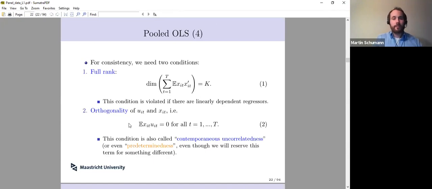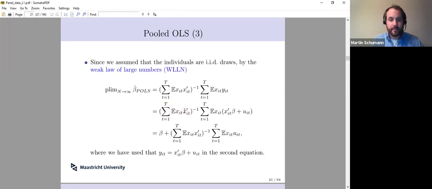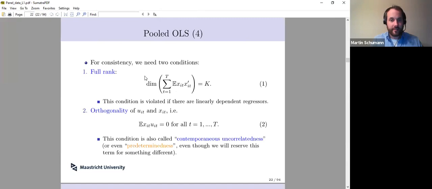Well, first of all, notice that we already implicitly used this full rank condition, right? So you see that we have here the inverse of the expectation of xit prime, the sum over the time dimension. And we have the inverse, so we need to assume that this inverse actually exists. So this is the full rank condition. And this is clearly violated if some of the x's are linearly dependent. So for instance, if your x2 is the same as 2 times x3, then the dimension of this matrix will be less than k and therefore not invertible.